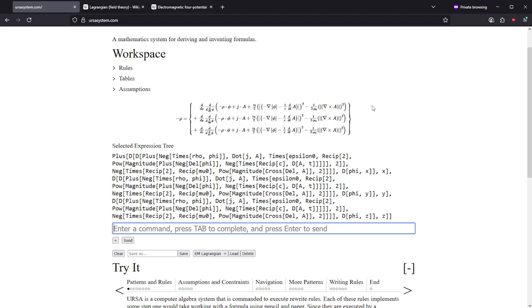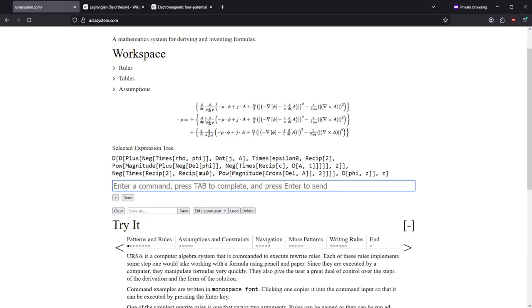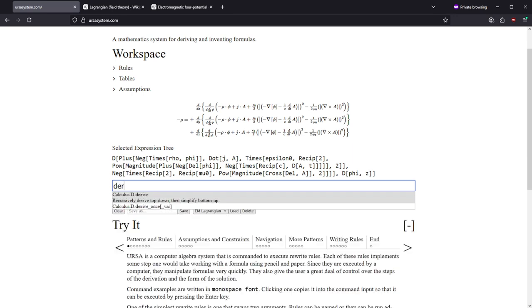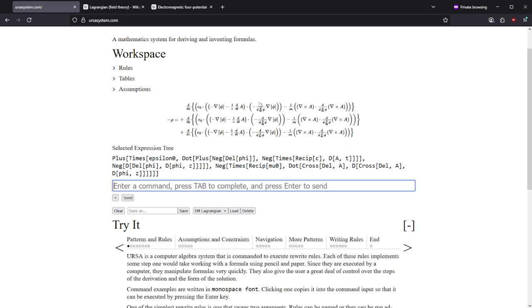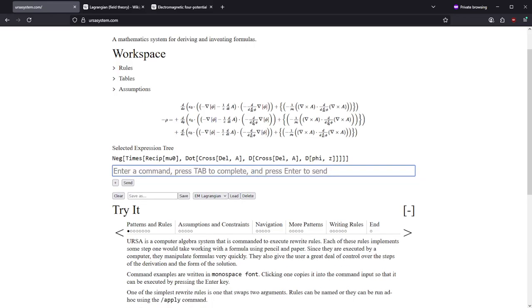Now, Ursa actually, in addition to in, out, left, and right, it has multi-select. If you use in all, it will select each subterm of the term that you have selected. So now we've got each of these 3 things selected, and we can operate on them all at the same time. So digging in here a little bit, we can use the derive rule to take this inner derivative, and then it takes that derivative, but we can simplify a little bit more.